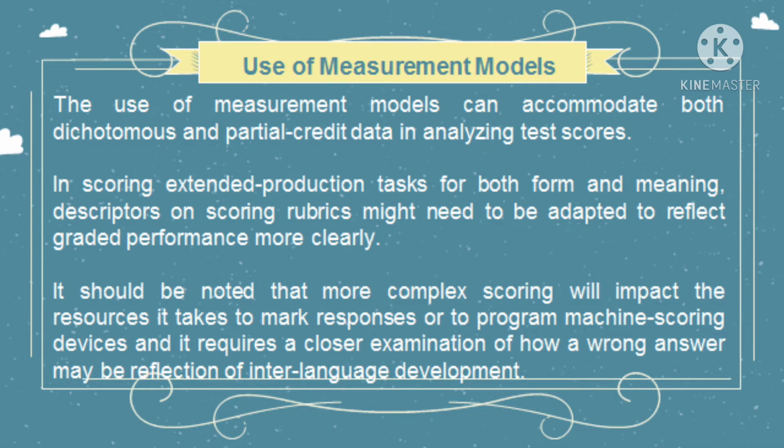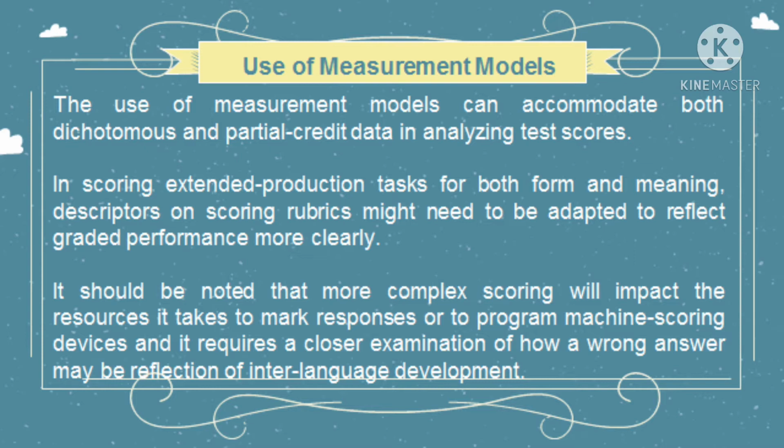Scoring extended production tasks for both form and meaning, descriptors and scoring rubrics might need to be adapted to reflect a graded performance more clearly. Descriptors spell out each level of performance for each criterion and describe what performance at a particular level looks like. They describe how well students' work is distinguished from the work of their peers, and they will help you to distinguish between each student's work.